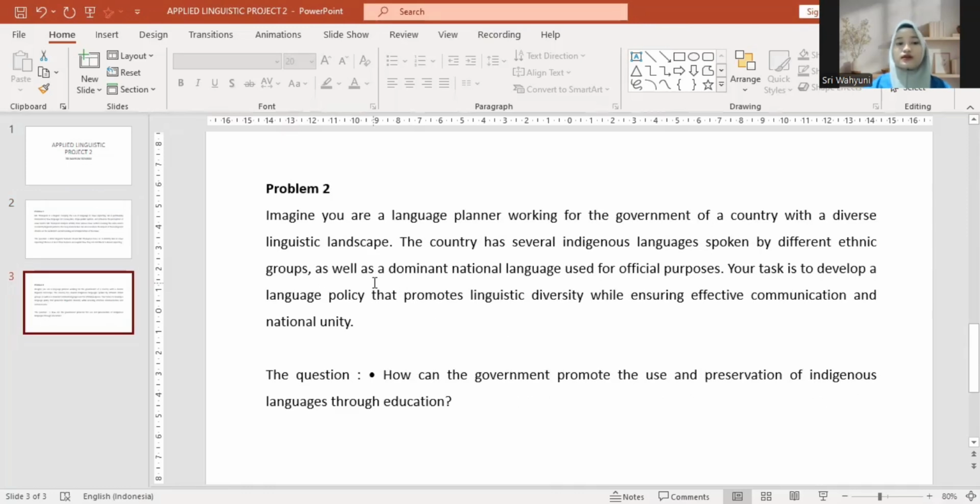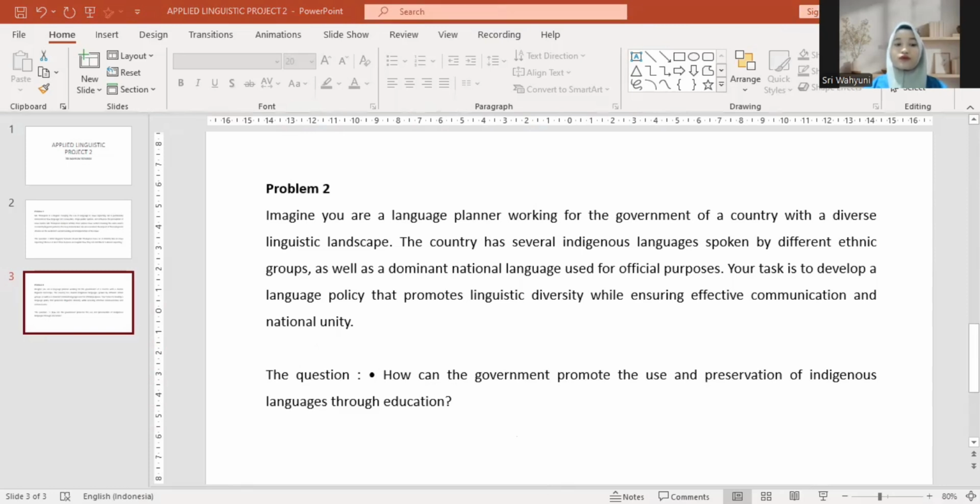Okay, next is the second problem. Imagine you are a language planner working for the government of a country with a diverse linguistic landscape. The country has several indigenous languages spoken by different ethnic groups, as well as a dominant national language used for official purposes. Your task is to develop a language policy that promotes linguistic diversity while ensuring effective communication and national unity. And then the question, how can the government promote the use and preservation of indigenous languages through education?